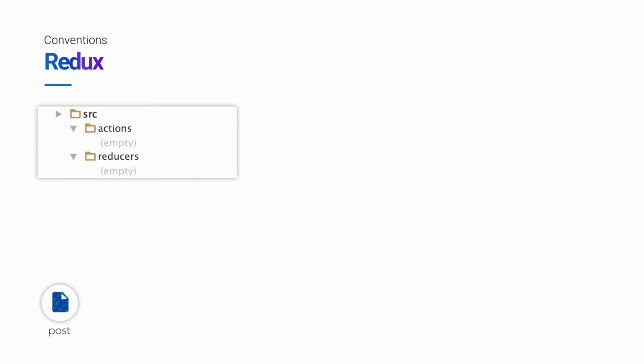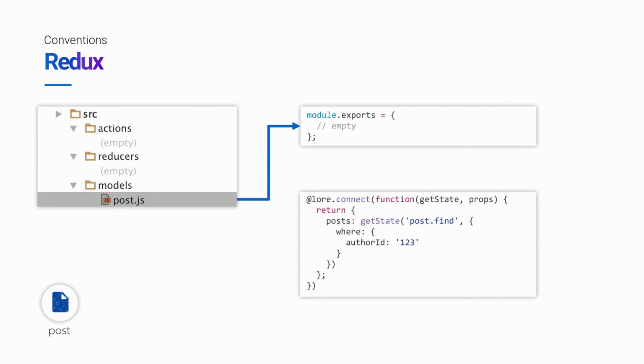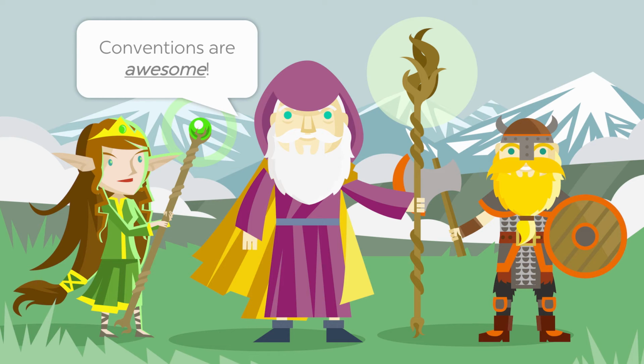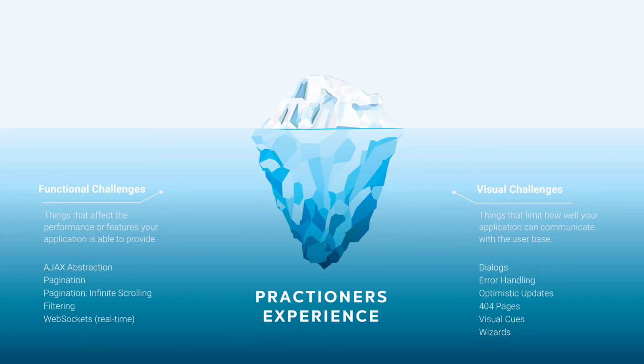And with that, Lore takes one of the most complex challenges in React application architecture and reduces it to an empty file and a simple decorator. The takeaway from this is that conventions are awesome. With some sensible defaults and the right abstraction layers, conventions can enable a small amount of code to become an enormous amount of functionality. So that covers some of the advantages that Lore has for getting started in the early development stages. Next, let's dive into the depths of application development and talk about what Lore does to help your app grow over time.